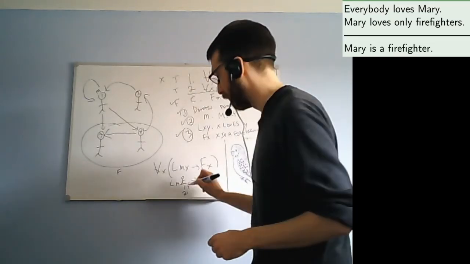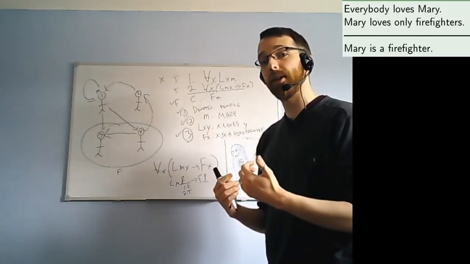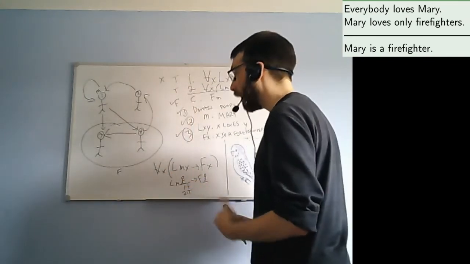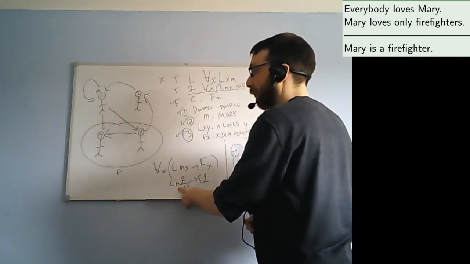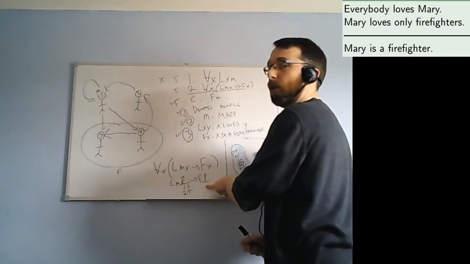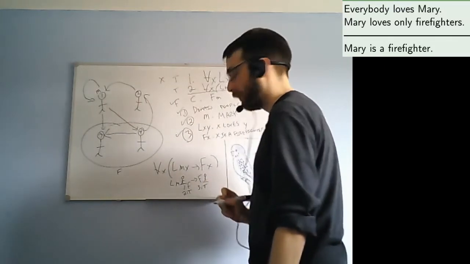Pausing while you remember. False, arrow, false is true. Remember, the only way to make an arrow sentence go false is if you have true antecedent, false consequent. Okay, number 3. Does Mary love 3? Yes. True. Is number 3 a firefighter? Yes. True. So we have true, arrow, true, which is true.